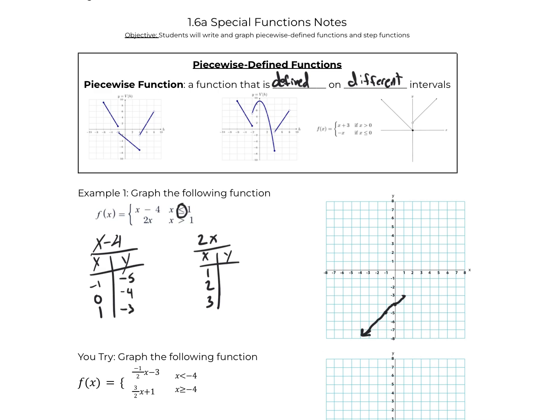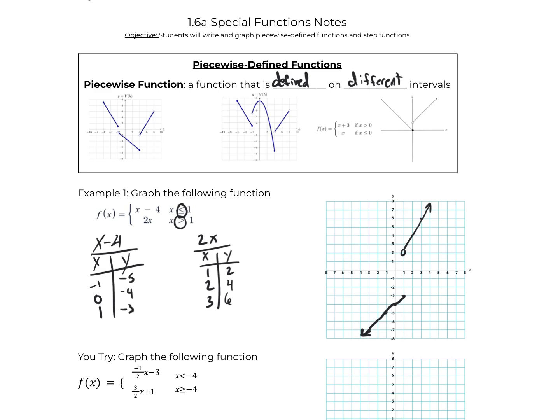Same with the next column, 2x, so 1 times 2 is 2, 2 times 2 is 4, 3 times 2 is 6. Now with this one, you'll notice the sign is just greater than, not greater than or equal to. So that means we need to have an open circle there at 1, 2. And then we can have a dot at 2, 4, and at 3, 6. And that'll continue on up like that. So like I said, that is the way I like to do it, because especially once we get to the more complicated piecewise functions that have like parabolas and absolute value and stuff like that, it makes it really neat and tidy.